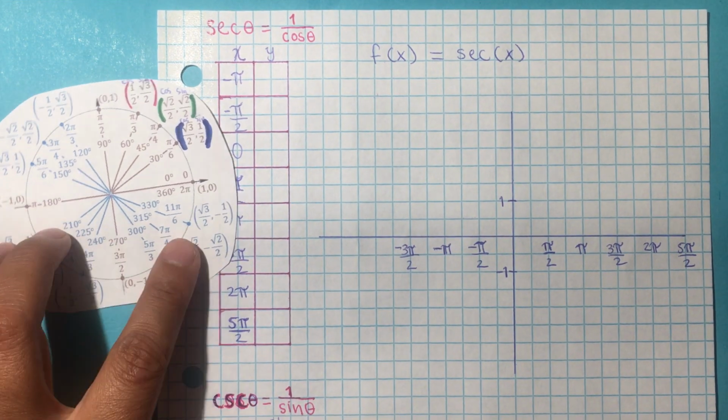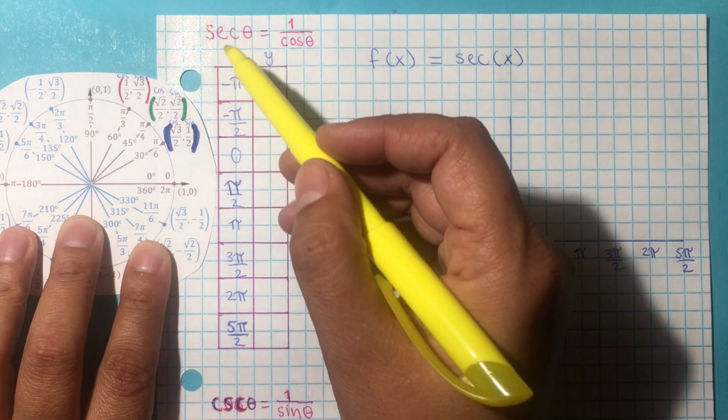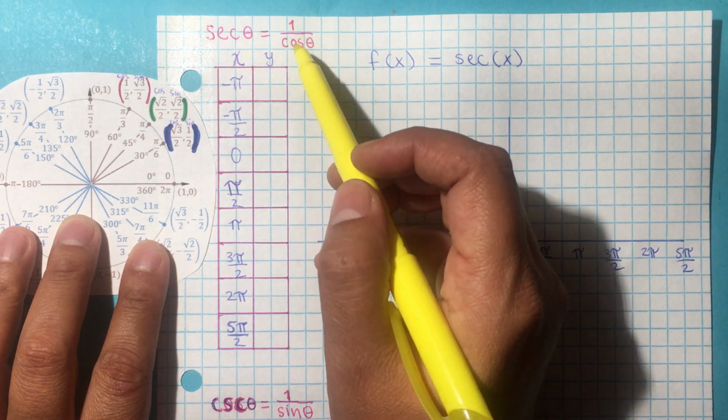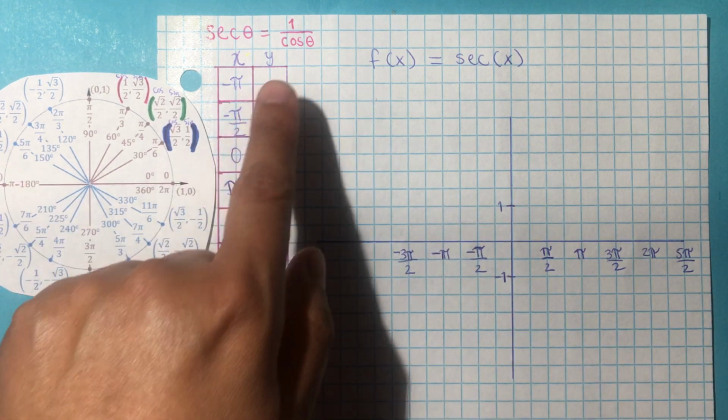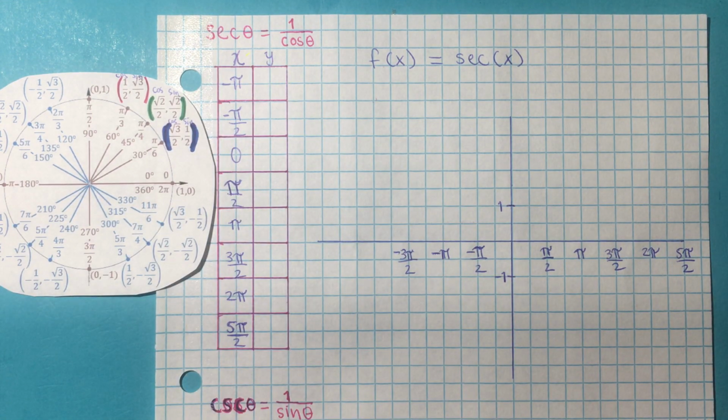We'll be using our circle unit, and the secant of theta is equal to 1 divided by cosine of theta. So the first thing that I'm going to start doing is graphing the cosine that you already did before, so that you can see and compare them.